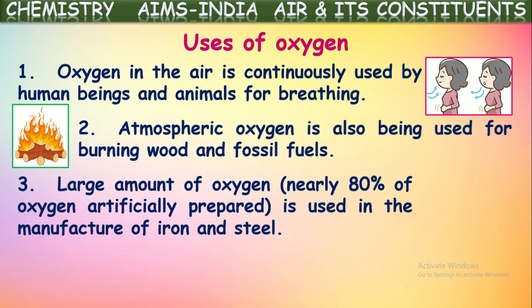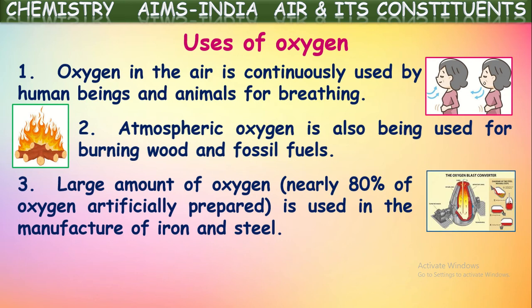Large amounts of oxygen are used in the manufacturing of iron and steel. Yes, in the industries, for the manufacturing of iron and steel, for producing a large amount of heat energy, they burn fuels in the presence of oxygen. So a large amount of oxygen is used there for the production of steel and iron, right?